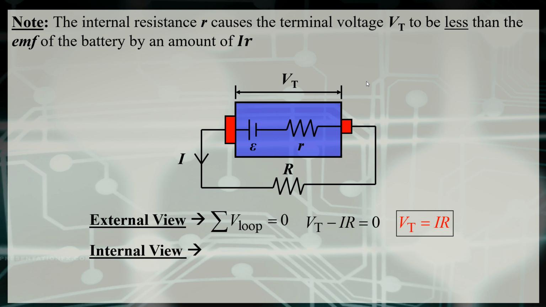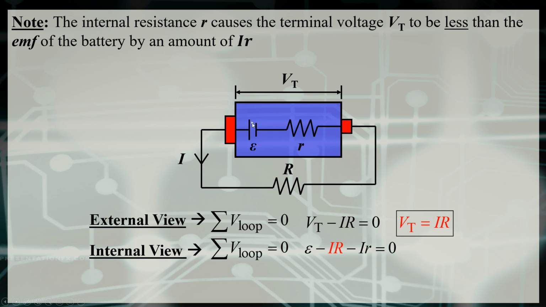Now, an internal view: we're going to go through the loop, but now I can actually see these elements that are within the blue here. So I can see this battery, which represents the EMF, which is the maximum possible voltage you can have, and also the internal resistance within the battery. So if we apply Kirchhoff's voltage rule, which again is the sum of the voltage around this loop is equal to 0, the equation is a little bit more complicated.